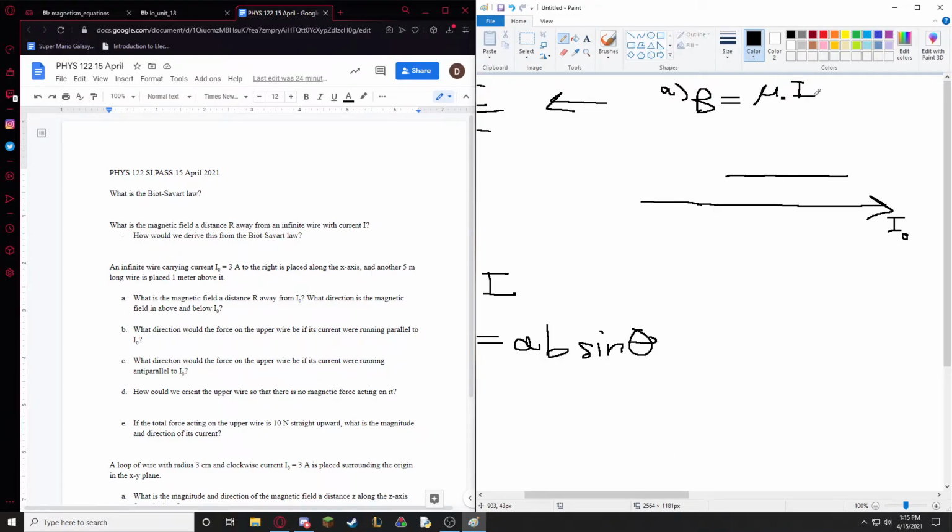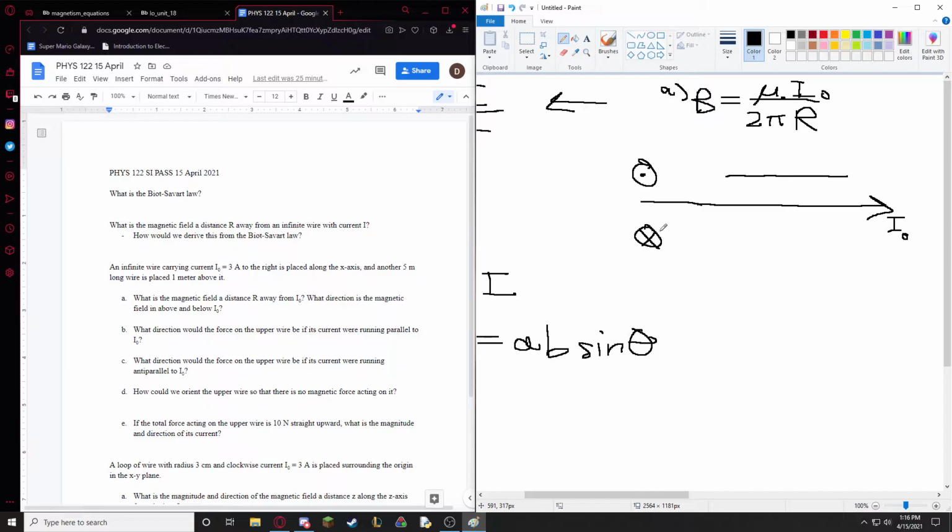And so what direction is that going to be in? What direction is our magnetic field going to be in, let's say, above I0? Above I naught, it's going to be out of the page. Exactly. And below I naught, it's going to be into the page. Exactly. And you got that by using the right hand rule, curling my fingers. Thumb to the right, curl your fingers around. You'll see above the wire, your fingers are coming towards you. Below the wire, they're curling away from you.